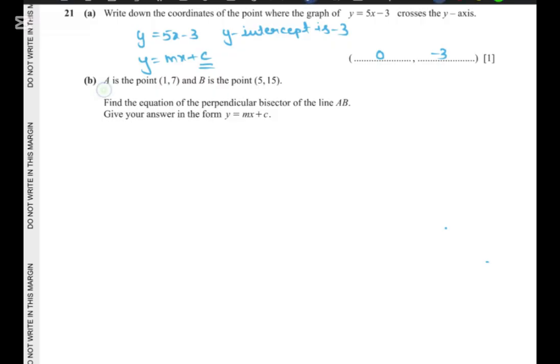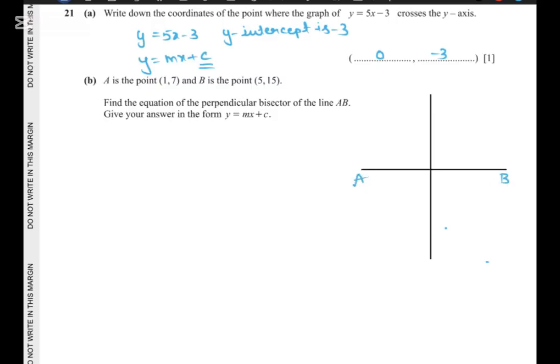Question number B. A is the point (1, 7) and B is the point (5, 15). Find the equation of the perpendicular bisector of line AB. Now a perpendicular bisector is, when you take the perpendicular bisector on any line, it is exactly cutting it into half. This line is a perpendicular bisector, so it cuts this line into half. This is half, this is half, at 90 degrees. So that is called a perpendicular bisector.